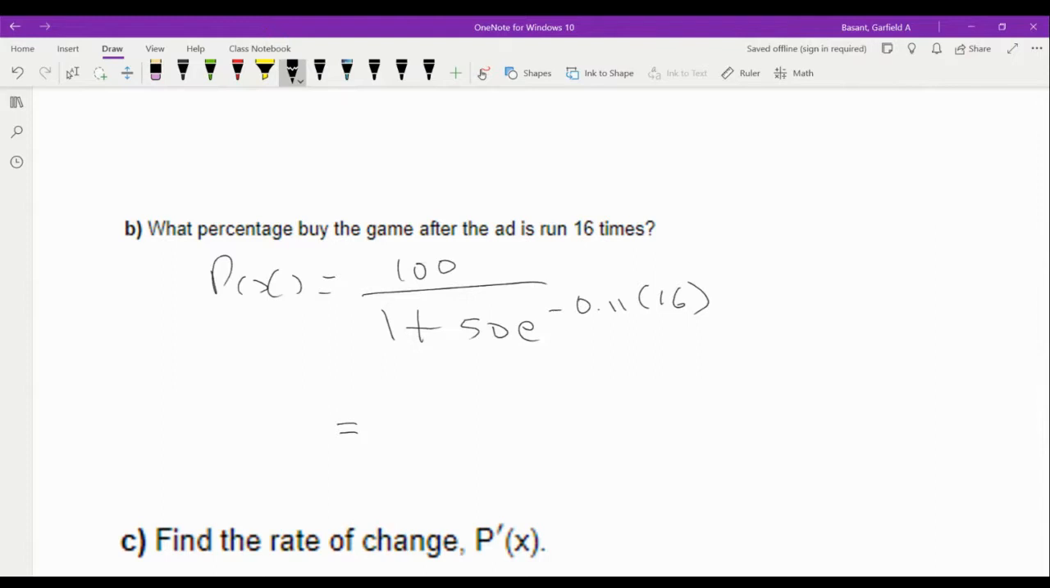What's the answer after 16 times? 10.41%. That's it. How about 100 times? Can someone calculate that? When x is equal to 100. It's 99.9%.